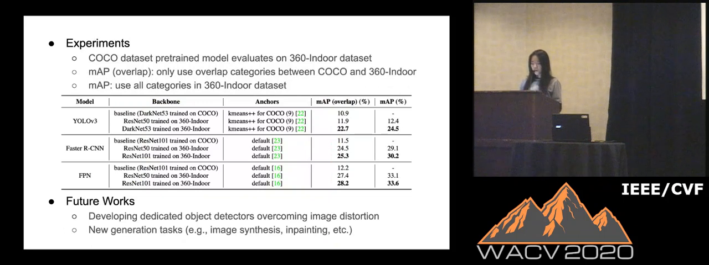Experiments indicate that all three detectors trained on our dataset significantly outperform detectors trained on COCO dataset. And we utilize mean average precision as the evaluation method. And the mean average precision overlap denotes that we only evaluate on the overlap categories between COCO and our dataset to calculate performance. More experiment results are provided in our paper and poster. And in the future, we aim at developing dedicated object detectors, overcoming image distortion, and some new generation tasks such as image synthesis, image inpainting by using this dataset.